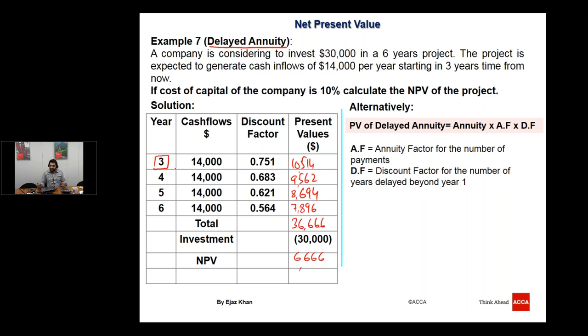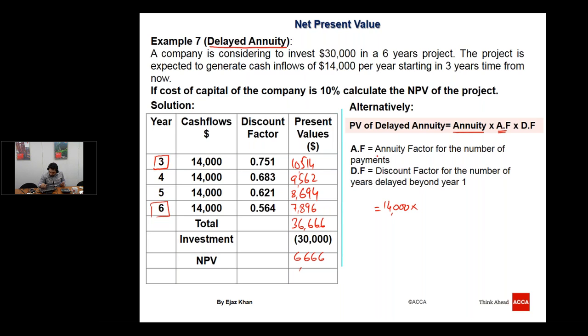So in case of a delayed annuity, what we need to do is just follow this formula. Take the annuity, that is $14,000, multiply it with annuity factor. Now which annuity factor should we use? The project life is 6 years. Should we take 6 years or should we take any other annuity factor? Just listen carefully what annuity factor we are going to use in this case.